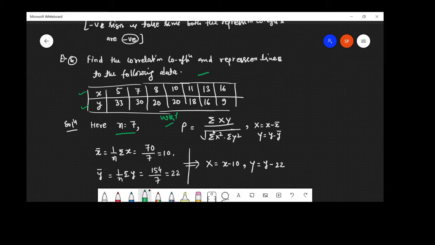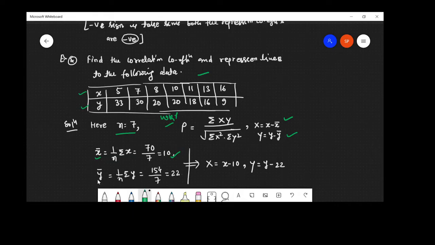So here we write directly the summation of XY divided by the square root of summation X square into summation Y square. Here capital X is equal to x minus x bar and capital Y is equal to y minus y bar. First we need to find x bar. How to find x bar? It is 1 by n summation x, that is 5 plus 7 plus 8 plus 10 plus 11 plus 13 plus 16, divided by the total number of pairs, here 7. We find the value of x bar is 10.